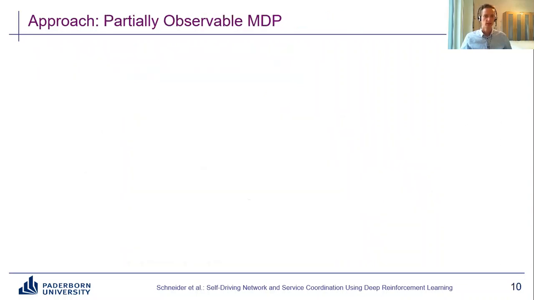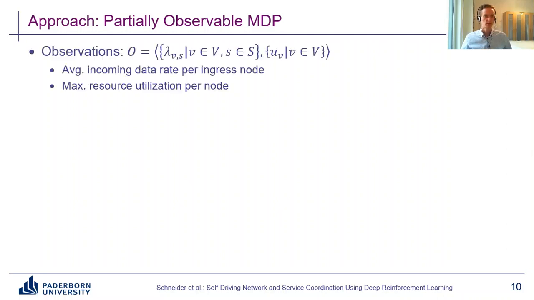So to get these scheduling tables, we need to formalize this problem as a Markov decision process, because we only have partial observations, not the complete network state. It's a partially observable Markov decision process. In particular, our observations contain the average incoming data rate per ingress node within the last monitoring interval, and then also the maximum resource utilization per node also in the last monitoring interval.